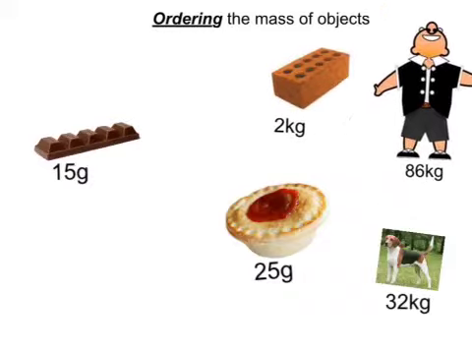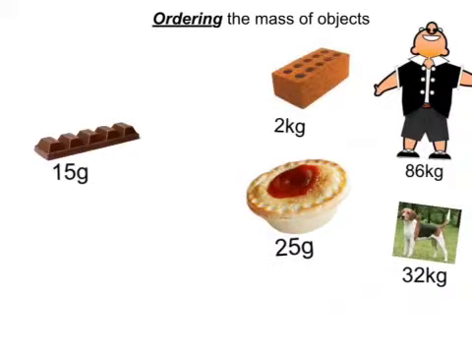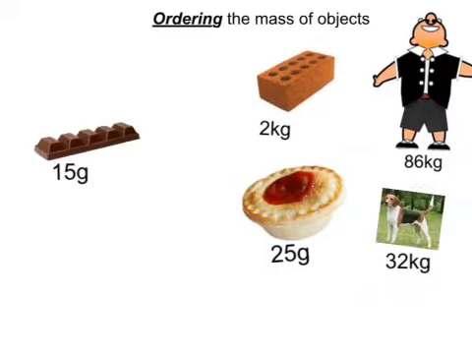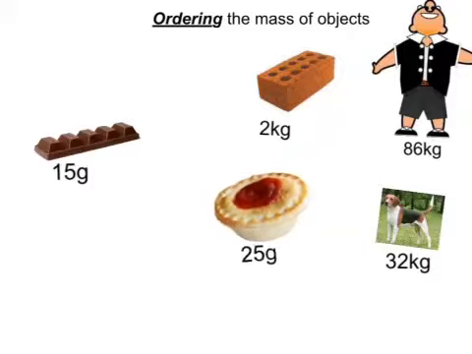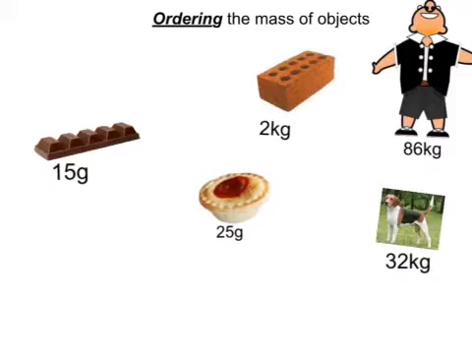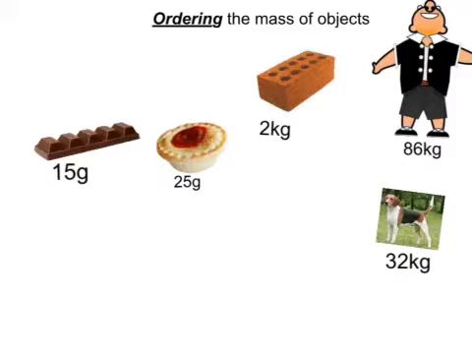Now I'm looking at the mass of the items that I have left. I have the pie, the dog, the brick and the man. So I'm looking for something that is in grams still. So the pie is the only item left that is still weighed in grams. It has 25 grams.